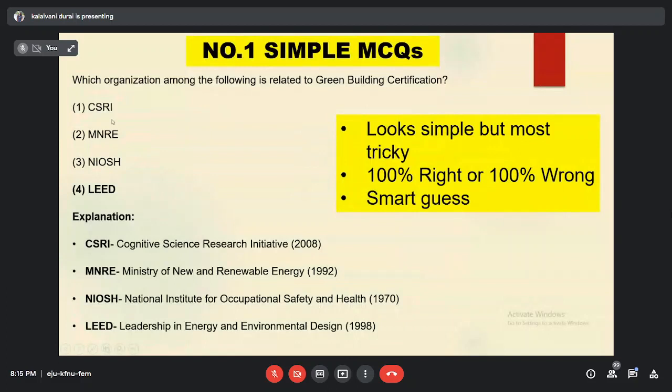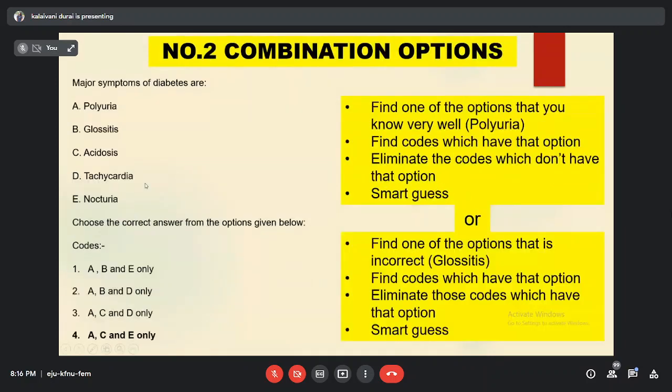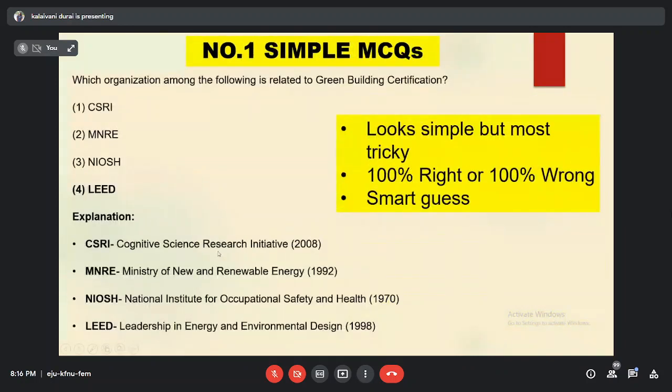But what about the other 3 options? You have to study about them also, correct? Maybe next time, instead of the same question, maybe they'll ask you, MNRE का full form क्या है? What is the full expansion of MNRE? Simple question, expand MNRE. They can ask like that also.